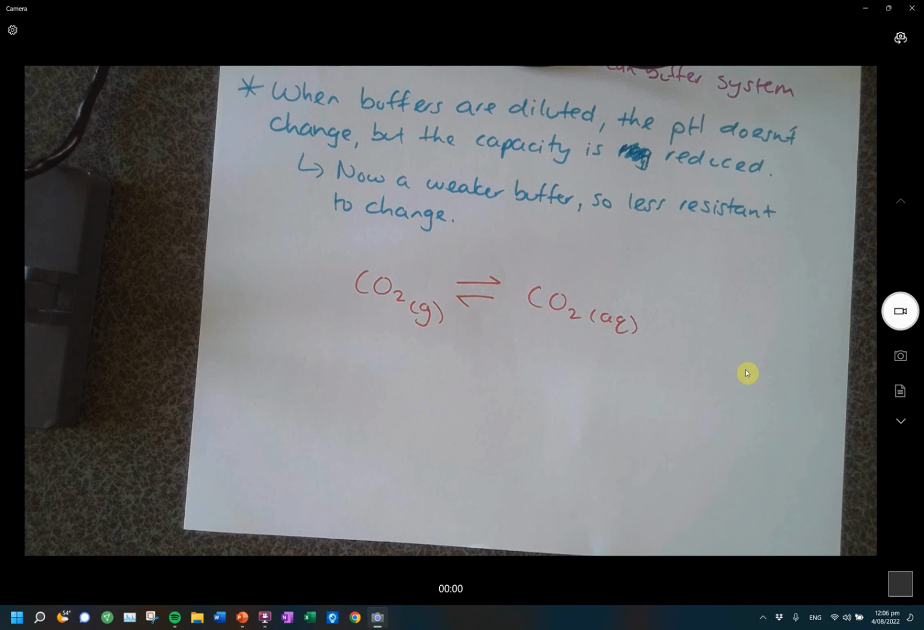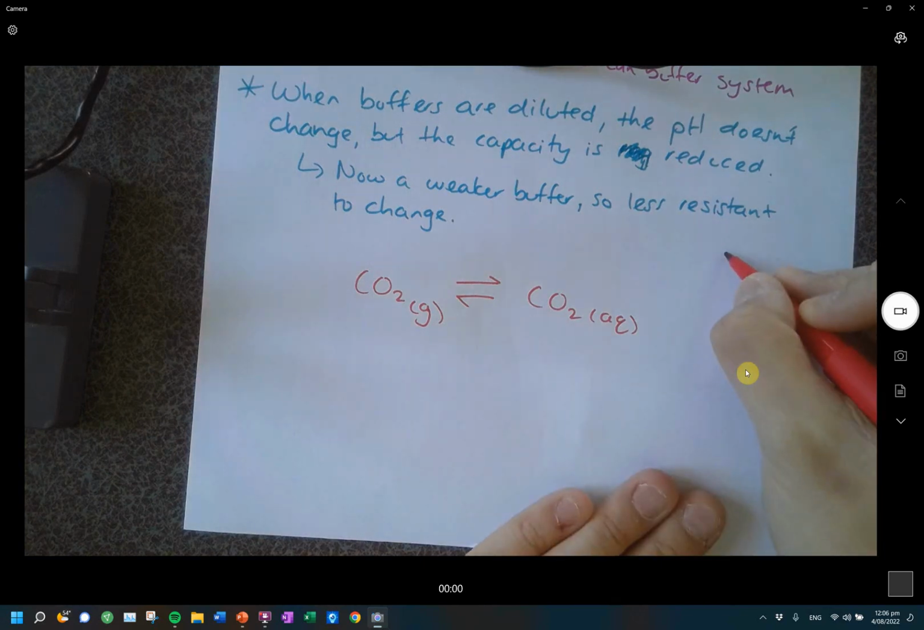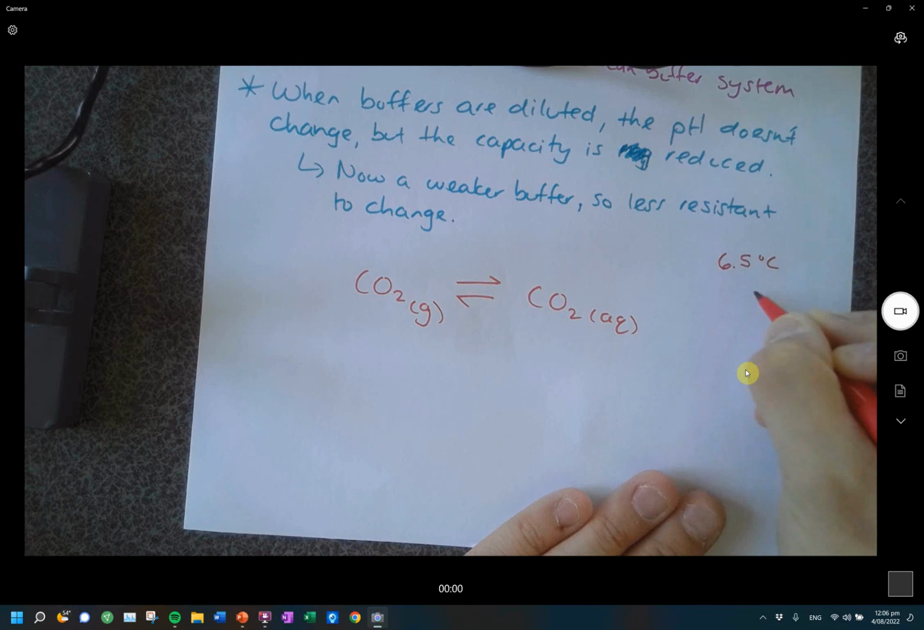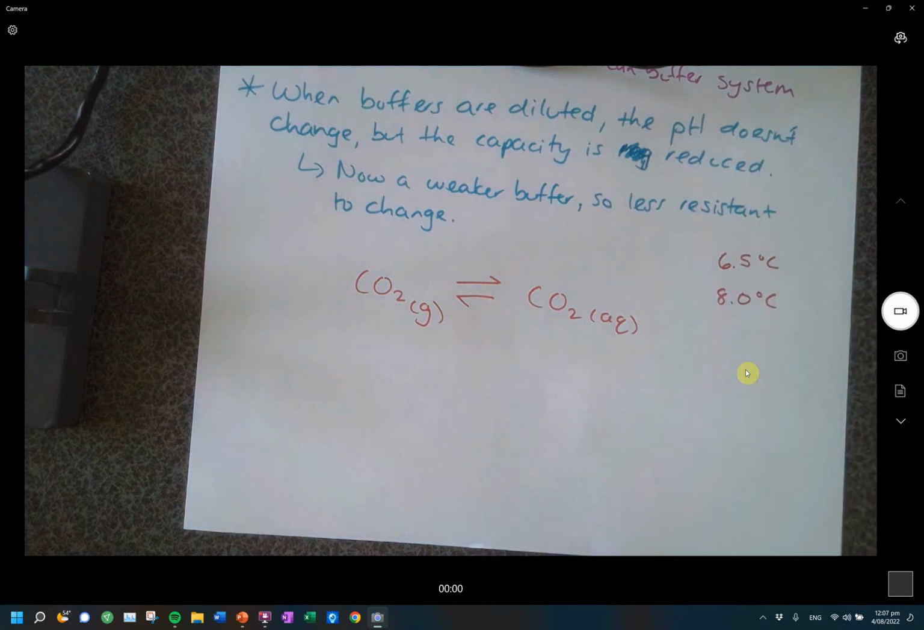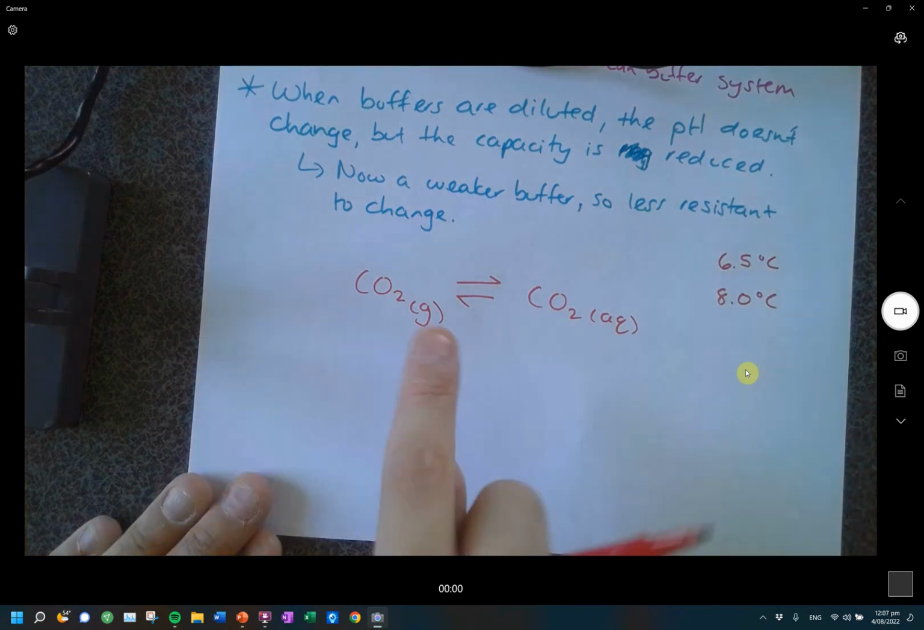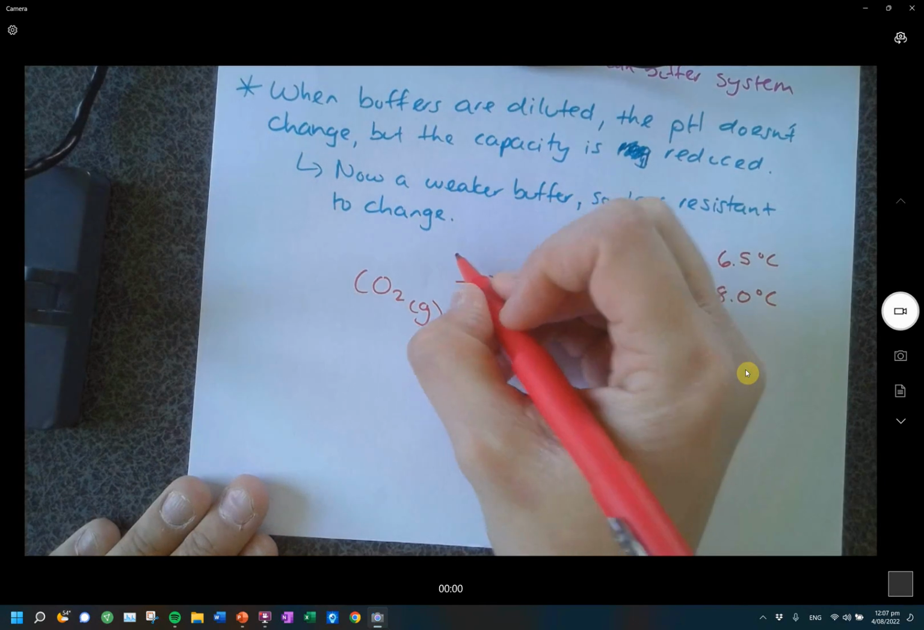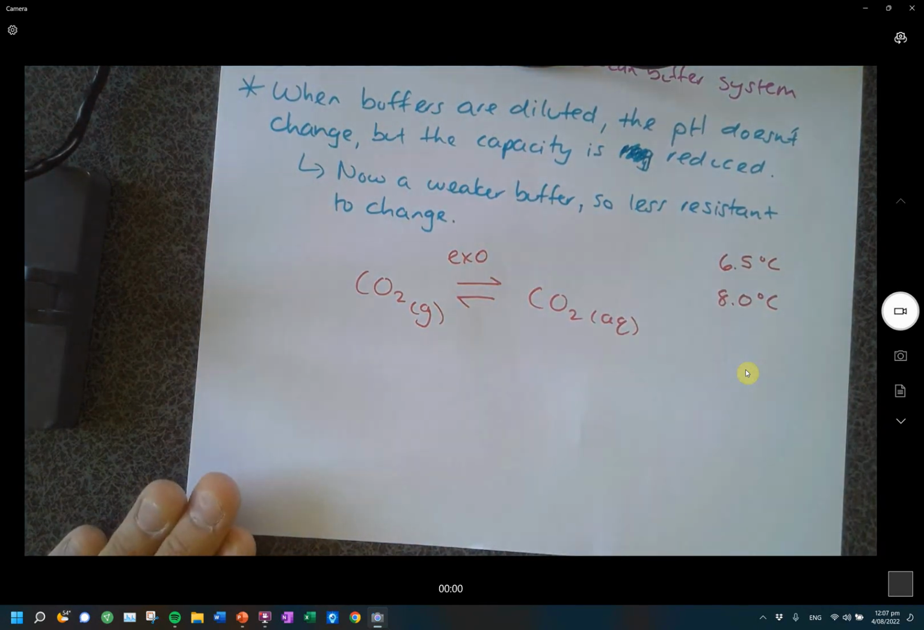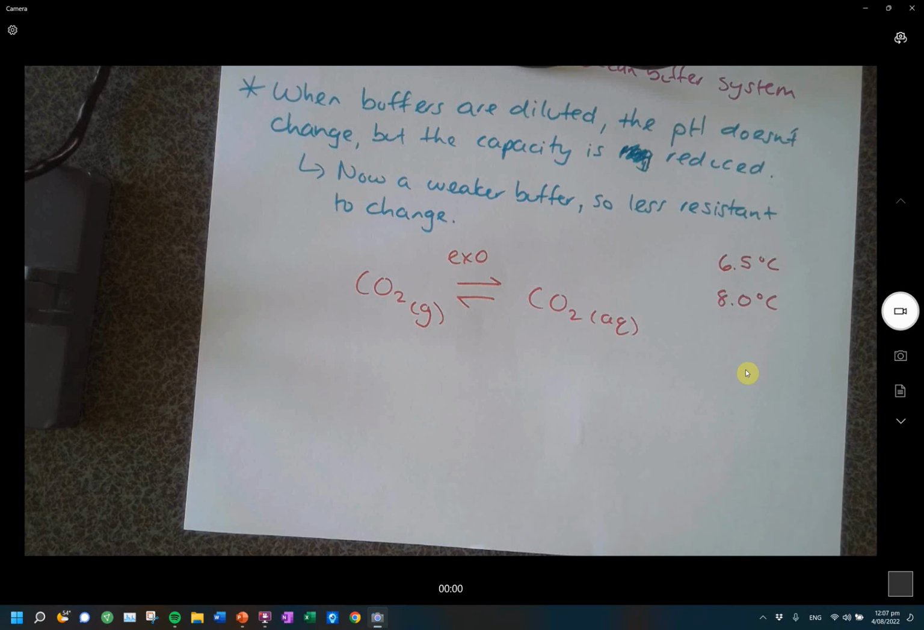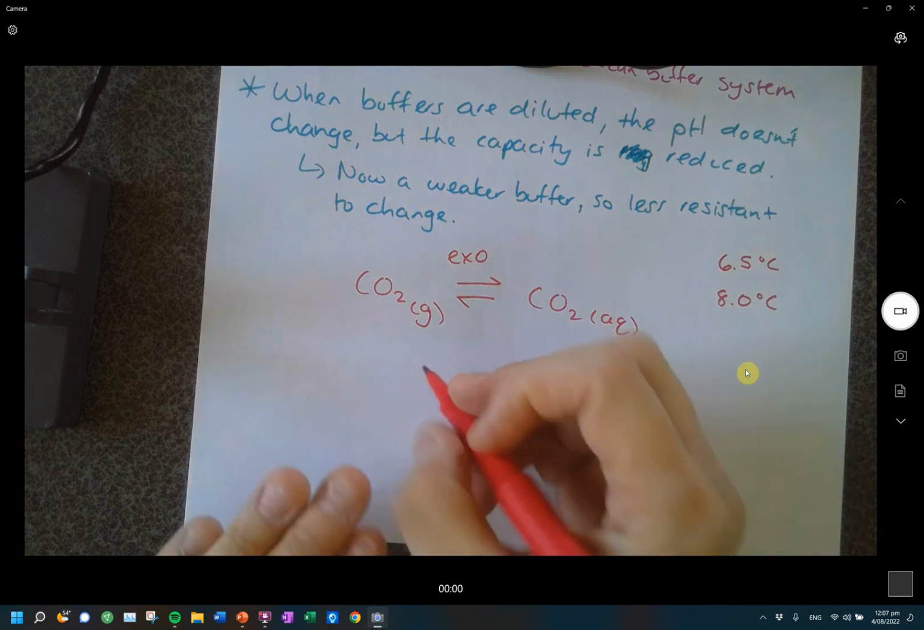Now, like I said, when we were looking at this reaction, we started at 6.5 degrees Celsius, and then after we carbonated it, it went up to 8 degrees Celsius, so that did increase. And since there was an increase in temperature, what that tells me is the carbonation process is exothermic. So I release heat energy when I'm dissolving that carbon dioxide. Now remember, when we're talking about endothermic and exothermic reactions, they always happen in a pair. So if the forward is exothermic, the reverse is endothermic.